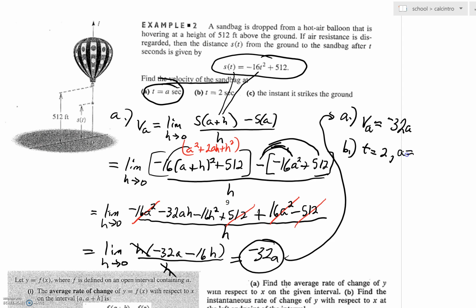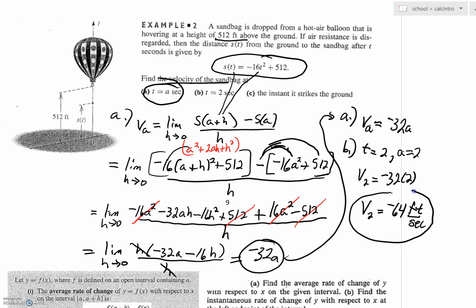So if you do that, you're going to say v of 2 would be negative 32 times 2, and that would be negative 64. Let's talk about units. What's our distance unit? It's feet, right? It was 512 feet. What's our time unit? It's in seconds. So we'd be at negative 64 feet per second.